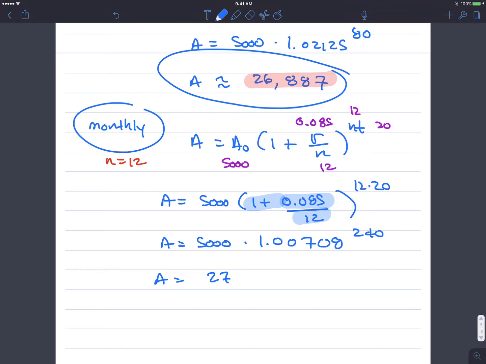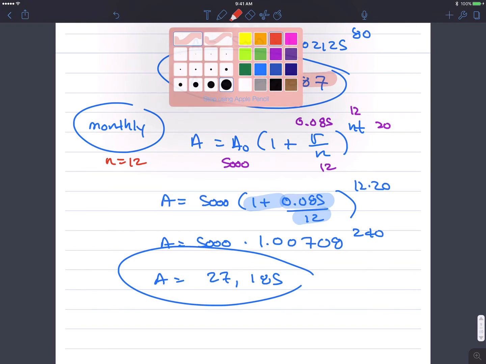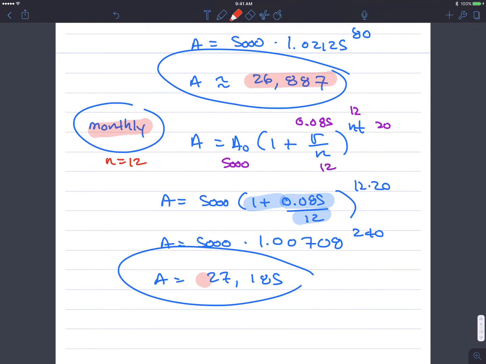This is about $27,185. Boy, isn't that amazing? Look at this. Monthly, when you get your money given to you monthly for 20 years, your $5,000 grew to $27,185.